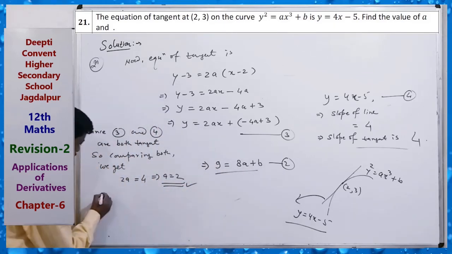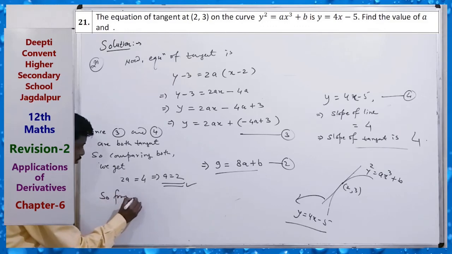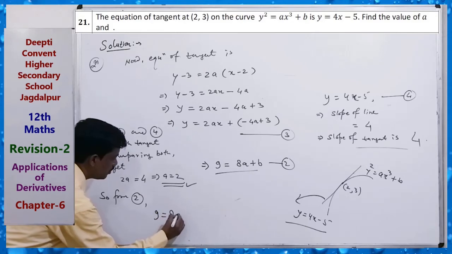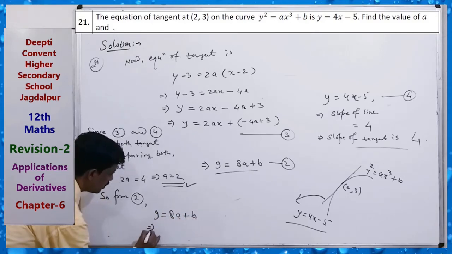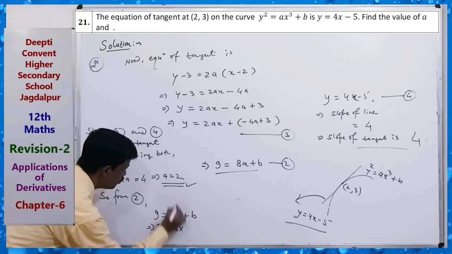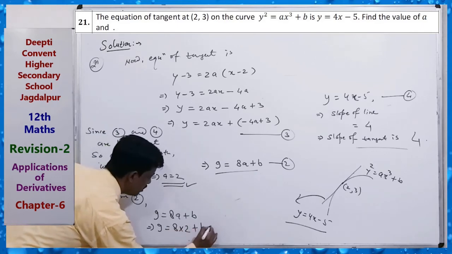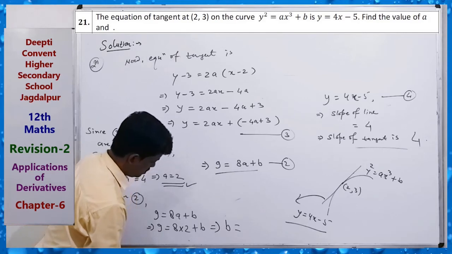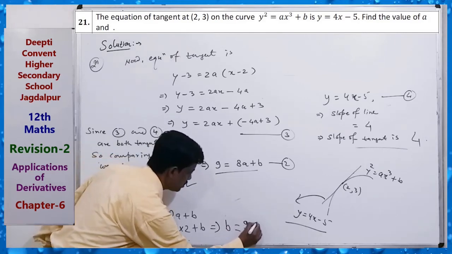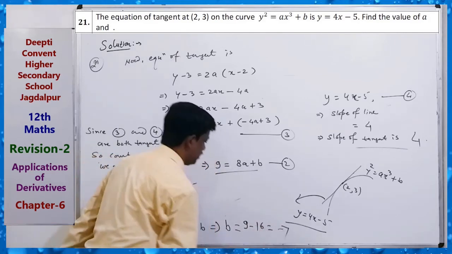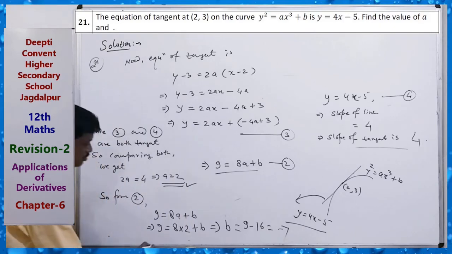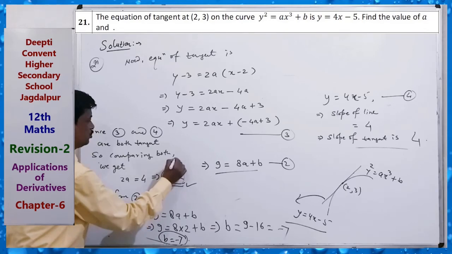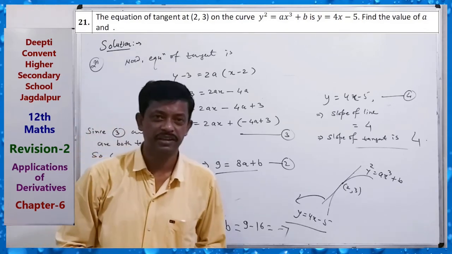From equation 2, 9 = 8a + b, that is 9 = 8 into 2 + b. So b = 9 - 16 = -7. So b = -7 and a = 2.